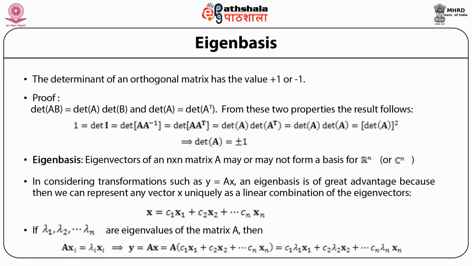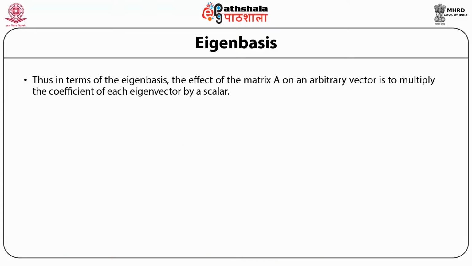This implies y is equal to matrix A into x, which equals matrix A into c1 times x1 plus c2 times vector x2 plus so on till cn times the eigenvector xn. That is, c1 times lambda 1 into eigenvector x1 plus c2 times lambda 2 into eigenvector x2 plus so on to cn times lambda n into the eigenvector xn. Thus, in terms of the eigenbasis, the effect of the matrix A on an arbitrary vector is to multiply the coefficient of each eigenvector by a scalar.